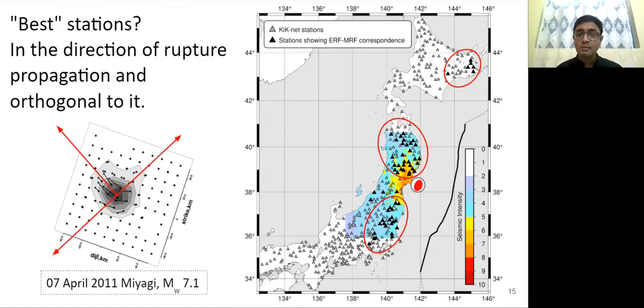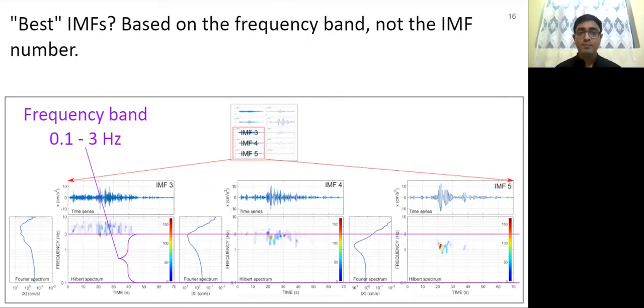From our analysis, we find that stations in the direction of rupture propagation or orthogonal to it, inferred from the slip distribution, best capture the energy release represented in the MRF. Further, we select IMFs not based on their number, for example, IMF 2 to 5 or a combination of IMFs 3 and 4 as proposed in previous studies, but rather based on the frequency band in which the dominant energy is released.